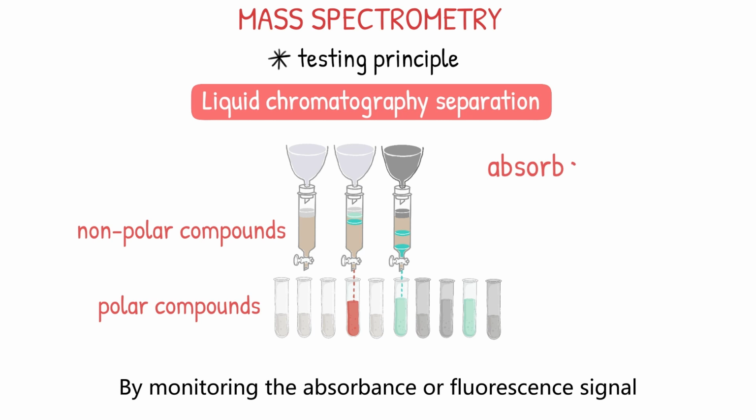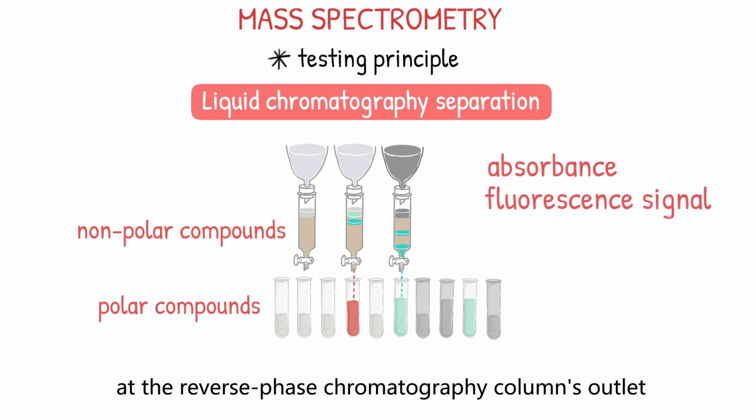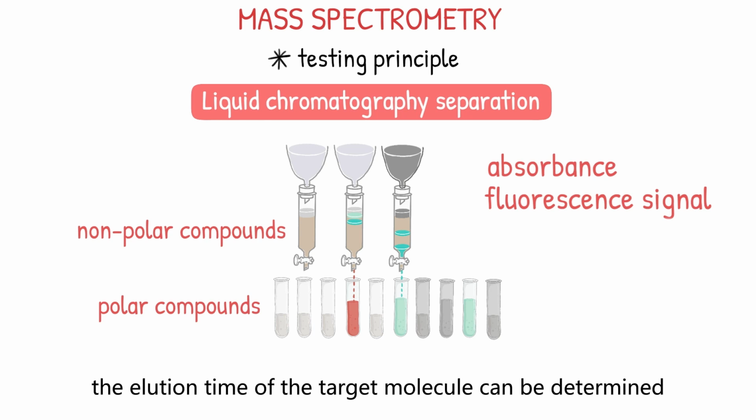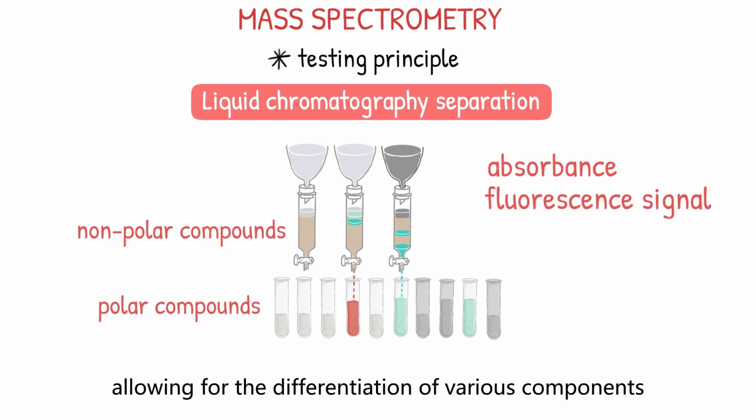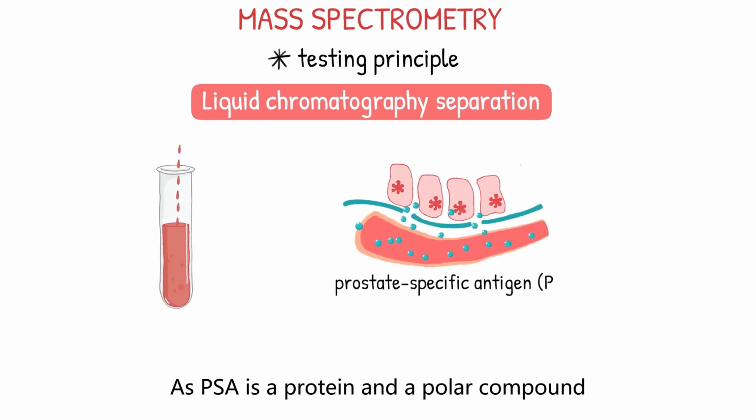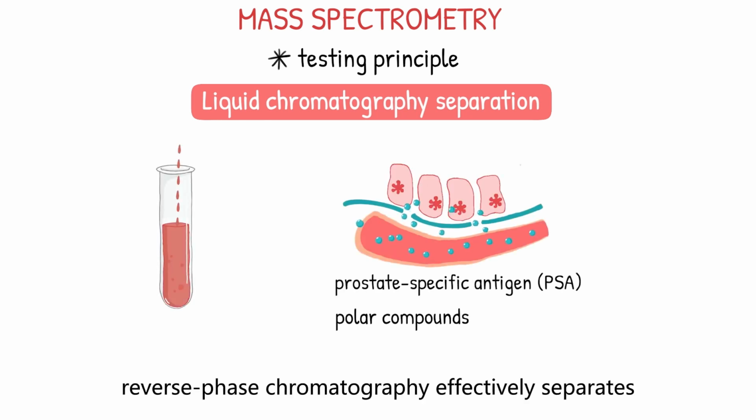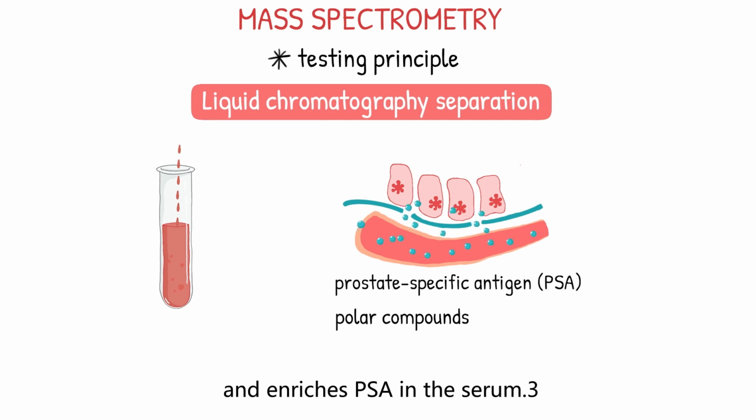By monitoring the absorbance or fluorescence signal at the reverse phase chromatography column's outlet, the elution time of the target molecule can be determined, allowing for the differentiation of various components. As PSA is a protein and a polar compound, reverse phase chromatography effectively separates and enriches PSA in the serum.